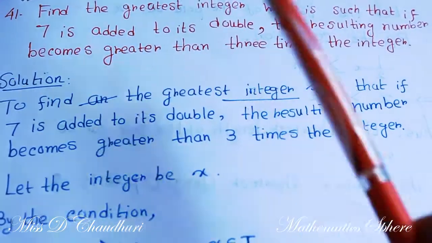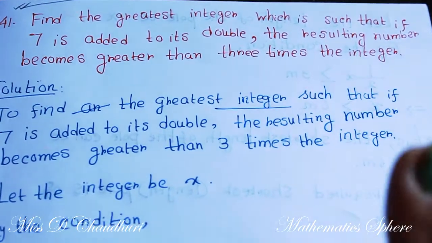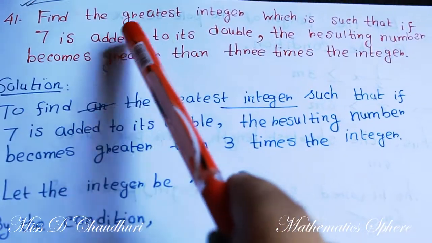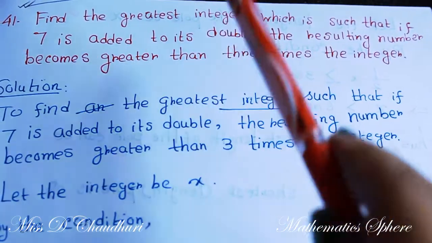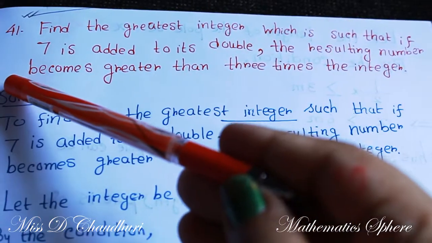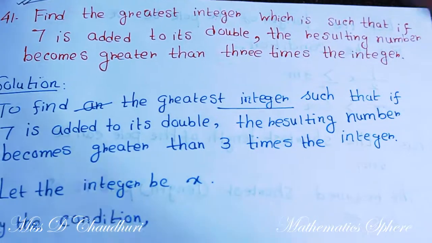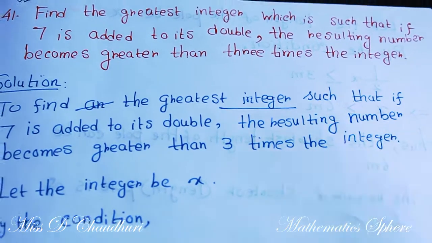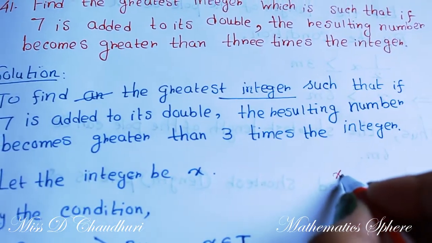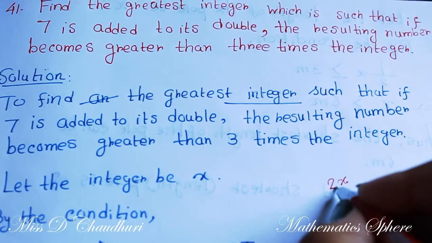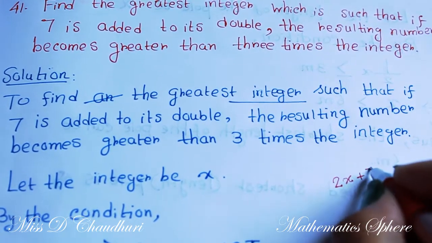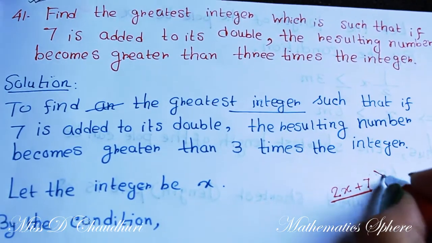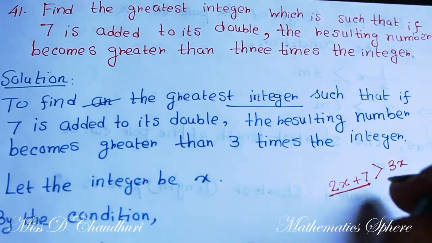Now don't think about greatest or smallest, you just think one integer is there. Now the condition is that if 7 is added to its double, means if you double the integer and add 7 to it, then the result which you will get is greater than 3 times the integer. Means if we consider the integer as x, then if we double it, means multiply 2 to it and add 7, then this result is greater than thrice the integer. This is the main condition.